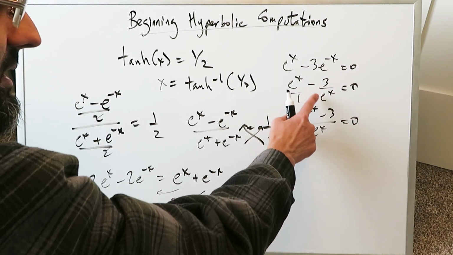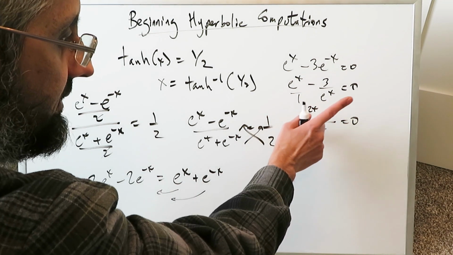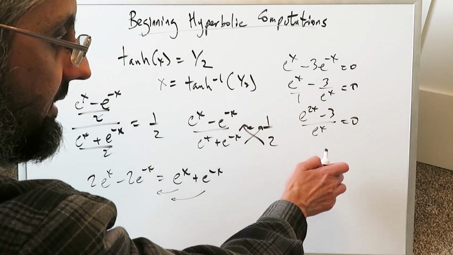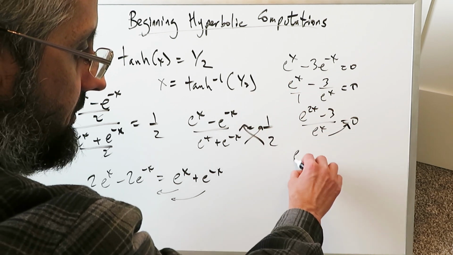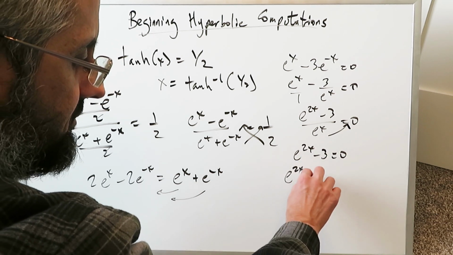How do I have this? I have a common denominator here of e to the x. 1 goes in e to the x times and multiplies with this. You have e to the 2x minus 3 over e to the x equals 0. Take this across. You really have e to the 2x minus 3 equals 0. Take the 3 across. E to the 2x is equal to 3.